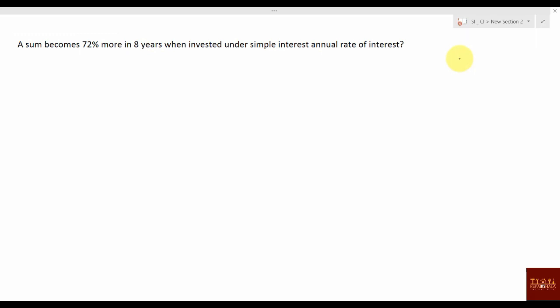Now, a sum becomes 72% more in 8 years when invested under simple interest. Means something was here, something was here. How much increment is happening? 72% for 8 years. So for 1 year, what will be the simple interest? 9%, and that only will be the rate of interest, right? You should know that the difference between principal and amount will always give you the interest. It might be simple interest. If it is under simple interest, it will be compound interest when it is compounded.